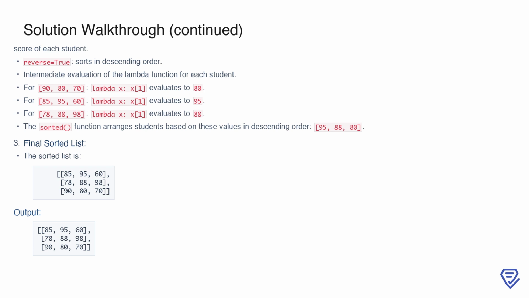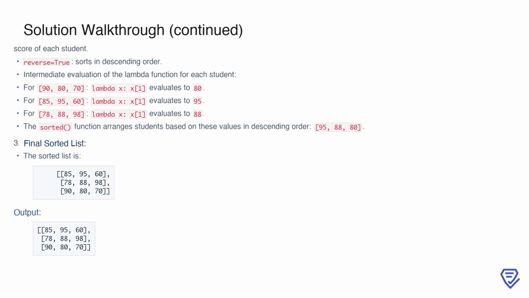For the first student, 90, 80, 70, the lambda function returns 80. For the second student, 85, 95, 60, it returns 95. Finally, for the third student, 78, 88, 98, it returns 88.